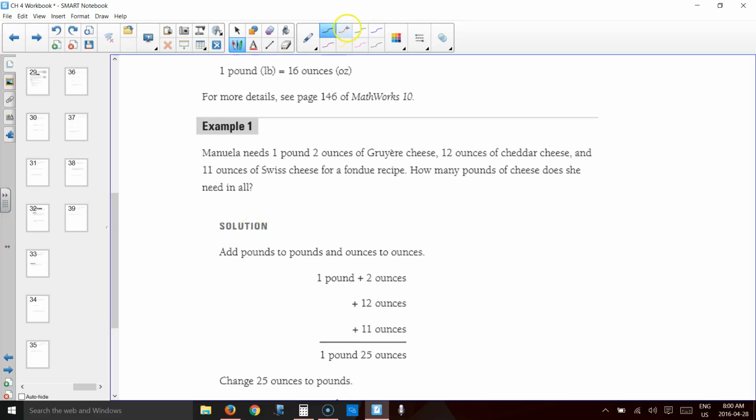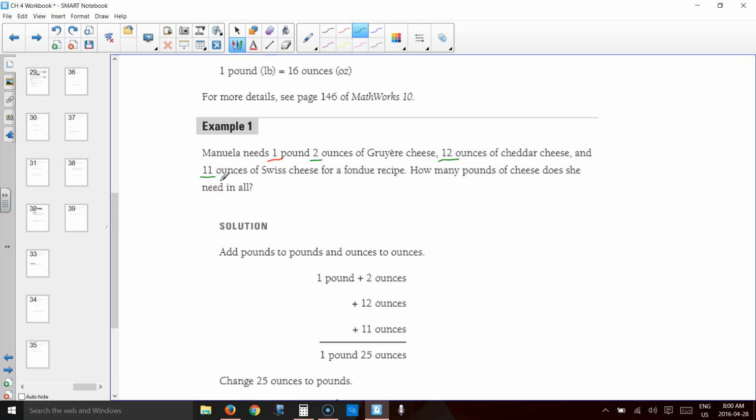First, let's identify the fact that there's 1 pound and then 2 ounces. So there's two different units in this first measurement. That signals me that we have to do some kind of conversion, or we have to just be considerate that a pound and an ounce is two different things, and so we have to be careful how we go forward. 12 ounces and 11 ounces of the other two.